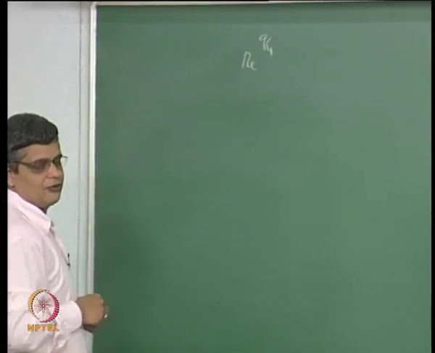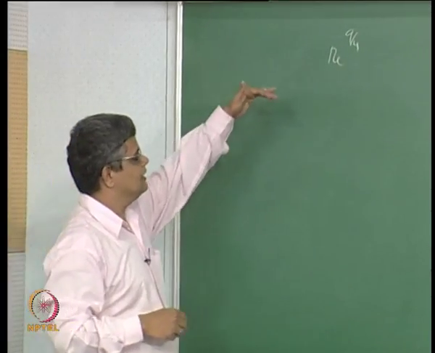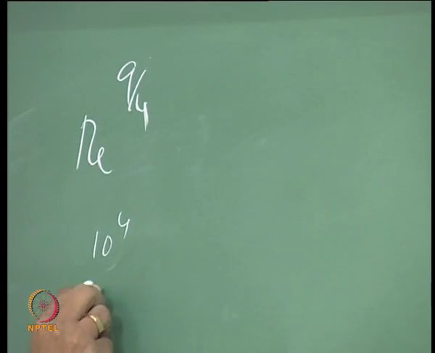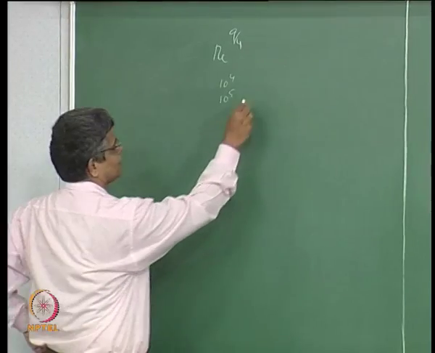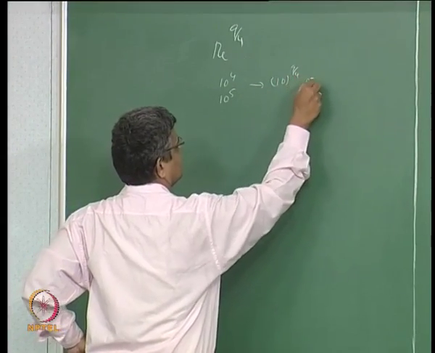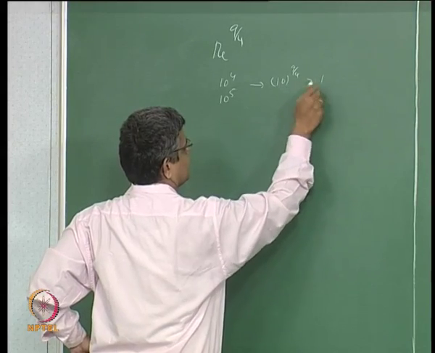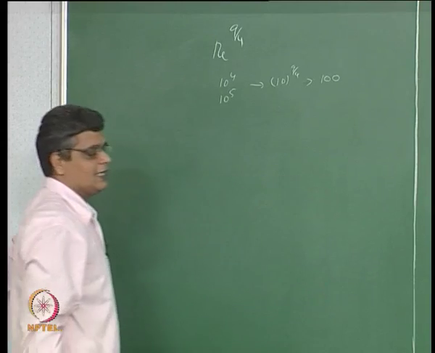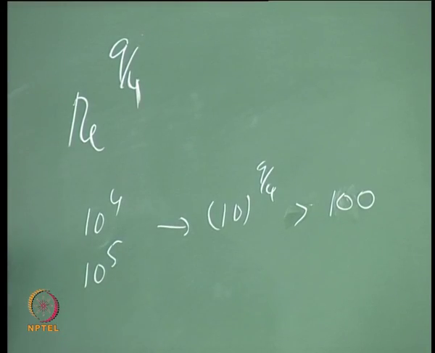to the 9/4. Okay, so that means that if you are looking at a Reynolds number of 10,000 and a Reynolds number of 10 to the power 5, then the computational effort would go as 10 raised to the power 9/4. So it is more than 100. So if it takes 1 day to get a Reynolds number flow simulation at 10,000, it will take 100 days to get a Reynolds number simulation at 10 to the power 5.